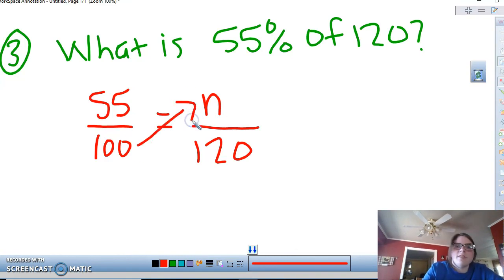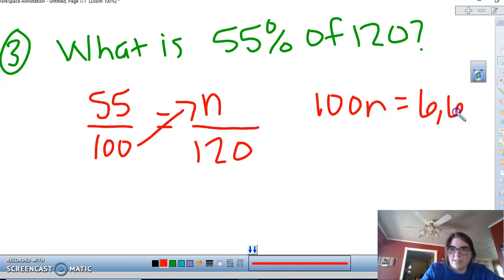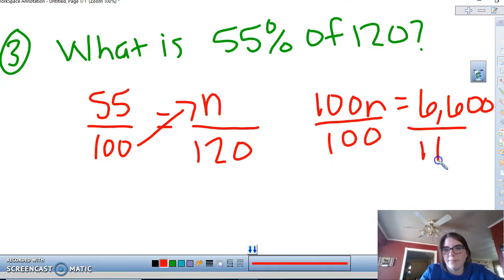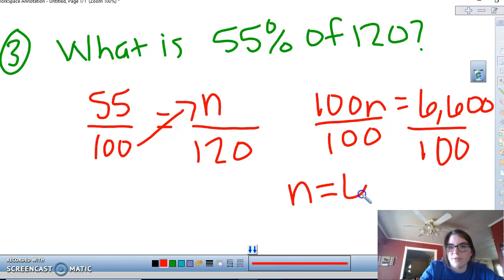So now I'm going to multiply with the variable first, so I'm going to have 100N equals, and when I take 55 times 120, that gives me 6,600. Now to solve for N, I have to divide by 100, both sides. And then when I divide by 100, I'm going to be left with N equals 66.